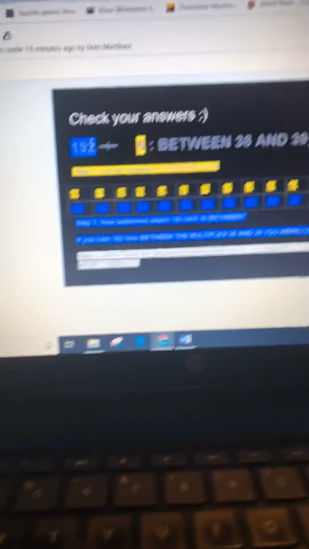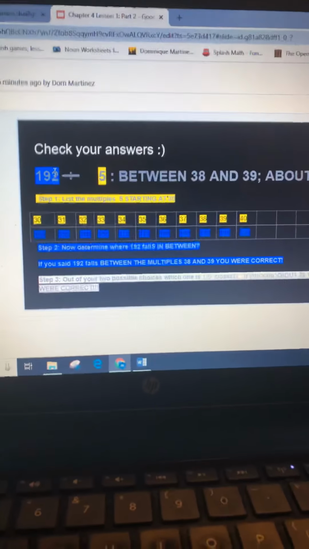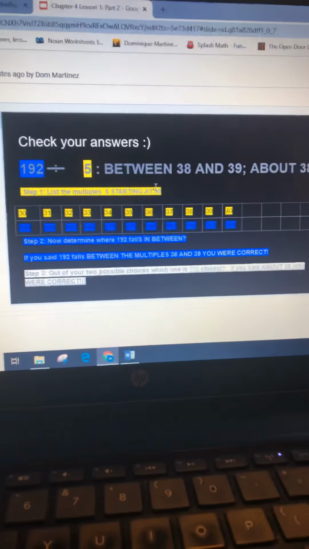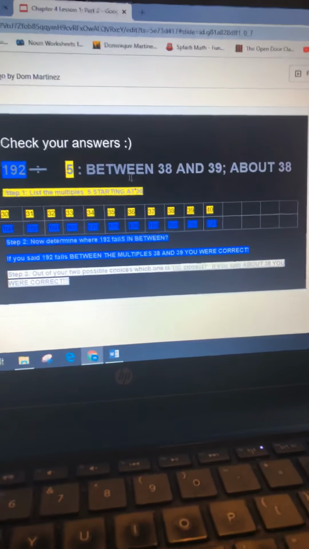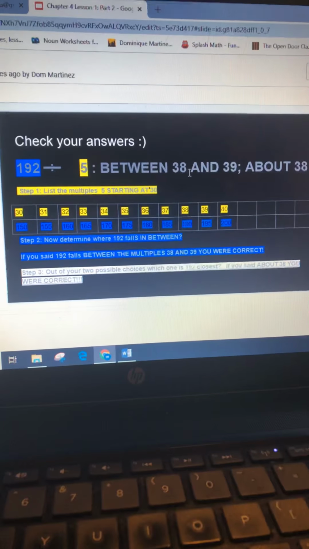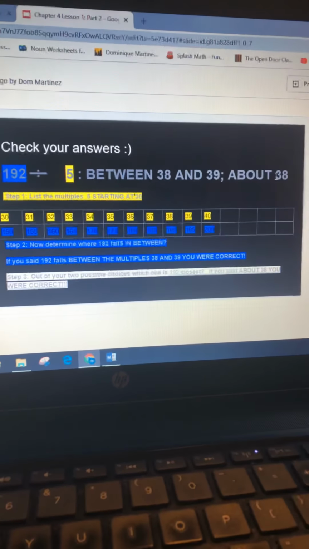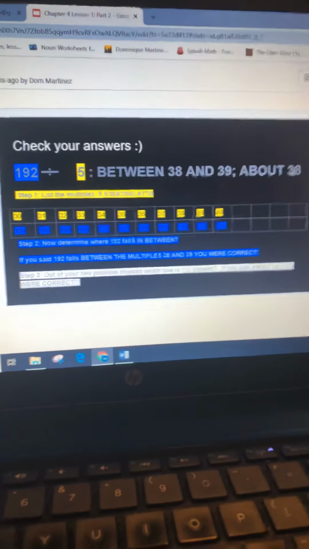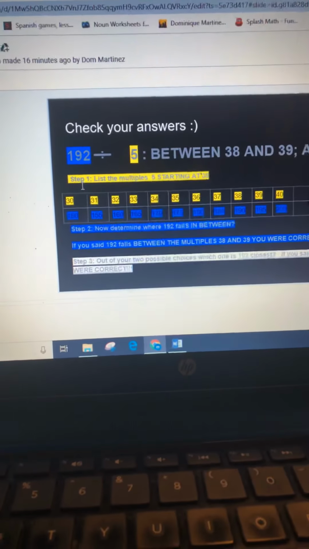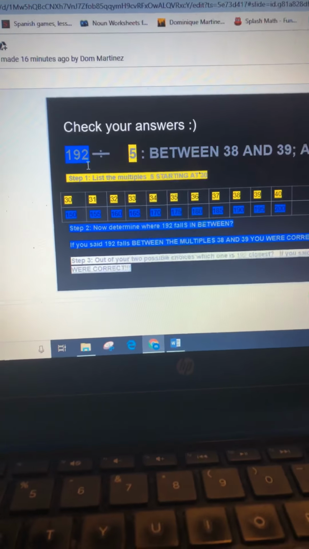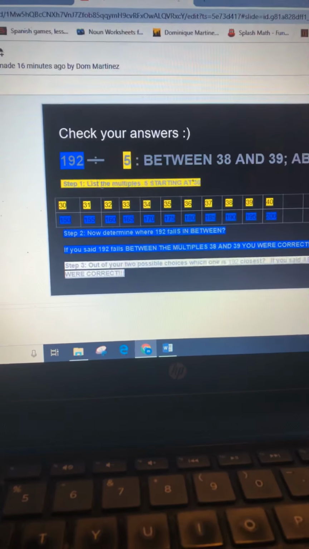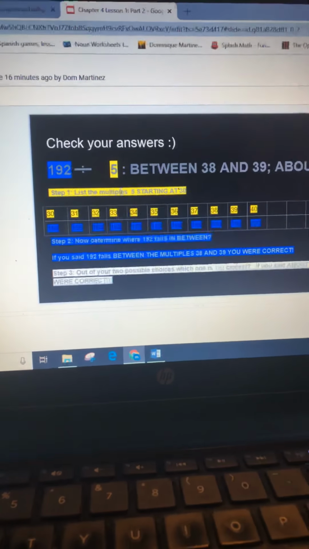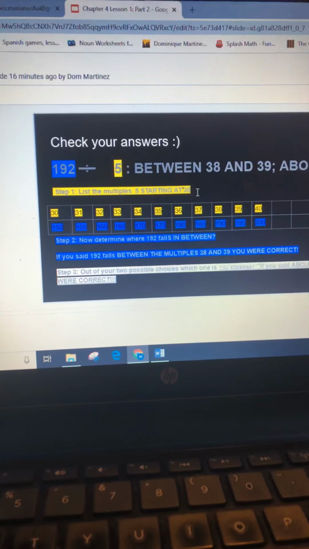Slide 5, moving on to that one. So this was problem number 2. You have 192 divided by 5. You had to find where your answer should have been between 38 and 39. About 38 was how much we were guessing. On this one, you might have had problems with that, and that's okay. What happens here is you had to list multiples of 5 starting at 30.